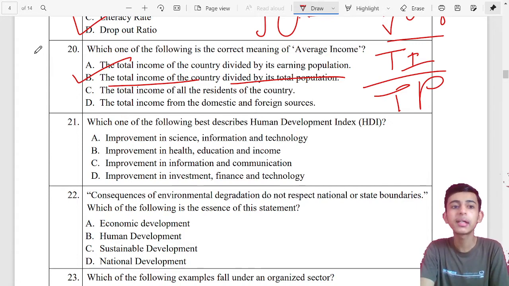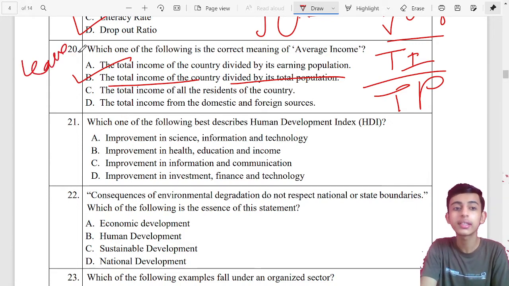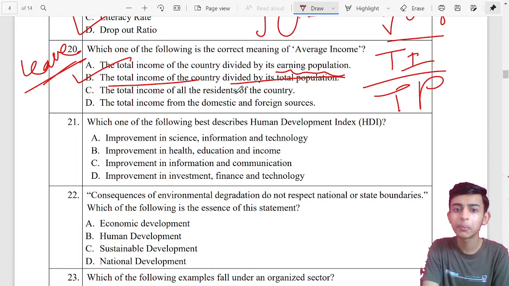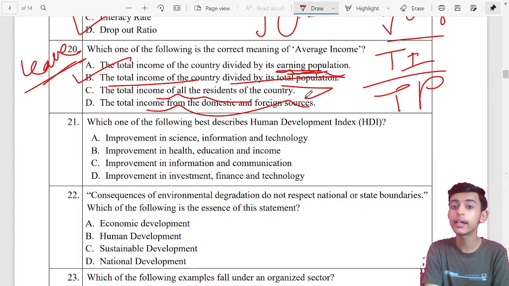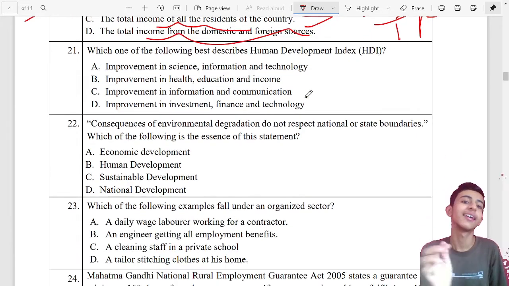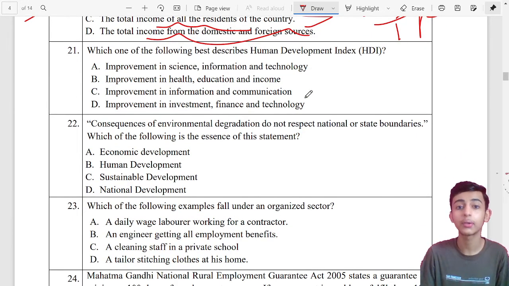But see, if I were there, I would probably leave this question because it is quite confusing and you cannot take the risk. People can get confused between earning population, all residents, domestic and foreign sources. No, it is not the earning population, it is the total population. Please remember. Otherwise, if only selected people are earning, then they are doing well anyway. So what would be the point then, right? So please make sure that you are doing it.